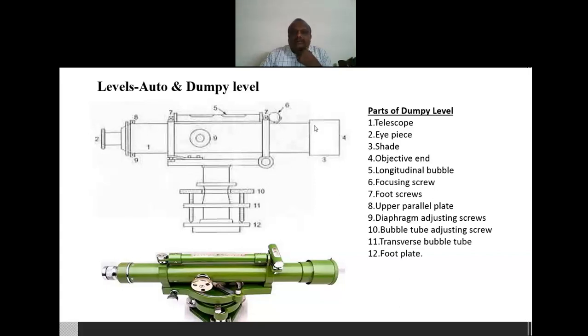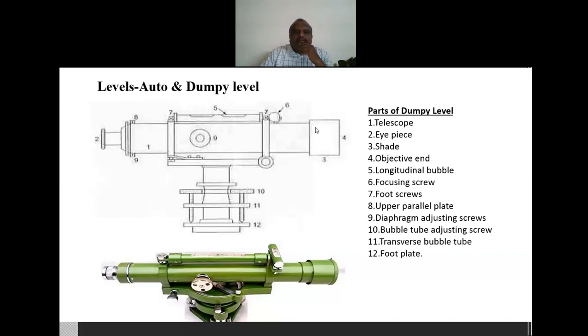The figure shows the parts of the dumpy level. There are 12 parts. Number one is the telescope, then the eyepiece, shade, objective, and longitudinal bubble. The sixth one is the focusing screw. The seventh is foot screws, then upper parallel plates, and diaphragm adjusting screws. The tenth one is the bubble tube adjusting screw, the 11th is the transverse bubble tube, and the last one is the foot plate. This type of instrument is used in leveling.